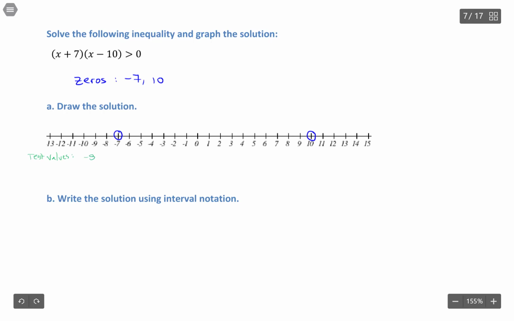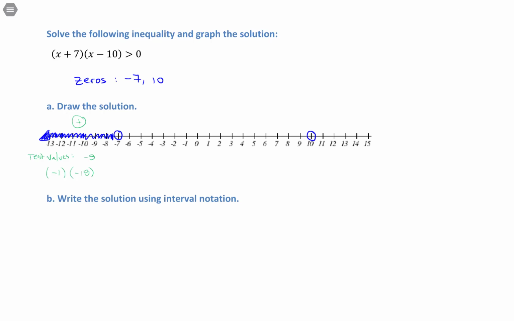Now if I put -8 into the original polynomial, it would be -8 plus 7, which is -1, times -8 minus 10, which is -18. So the product of these two values is positive. So what that means is all the values on this region right through here are going to be positive. So we shade that.